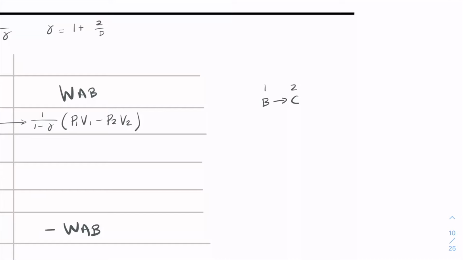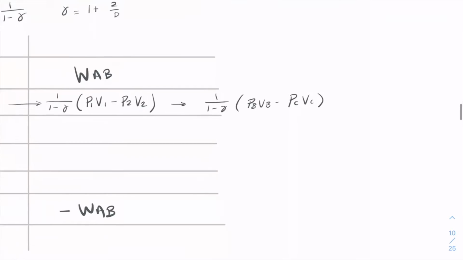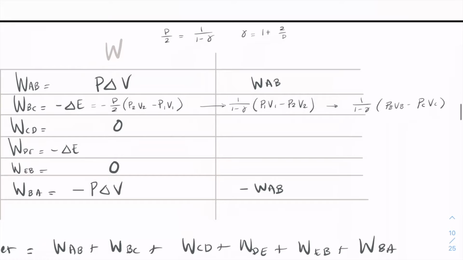So if I want to simplify my expression, 1 over 1 minus gamma, what is 1? I have PBVB minus PCVC, because B is 1 and C is 2, so going from B to C. Okay, so let's do the same thing over here for this guy.